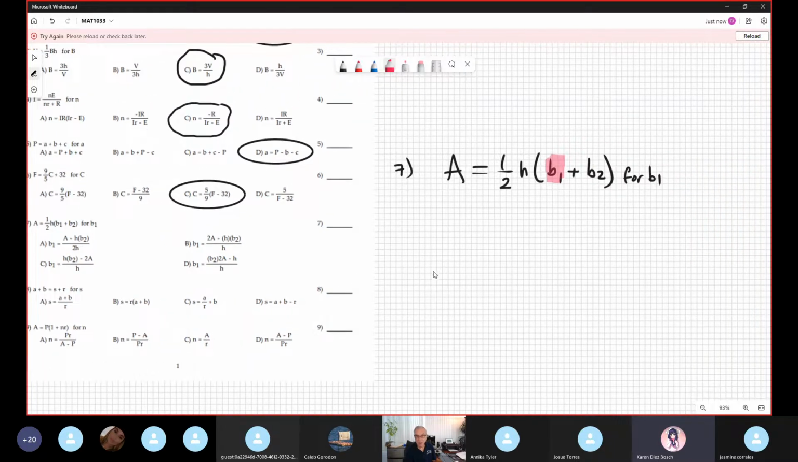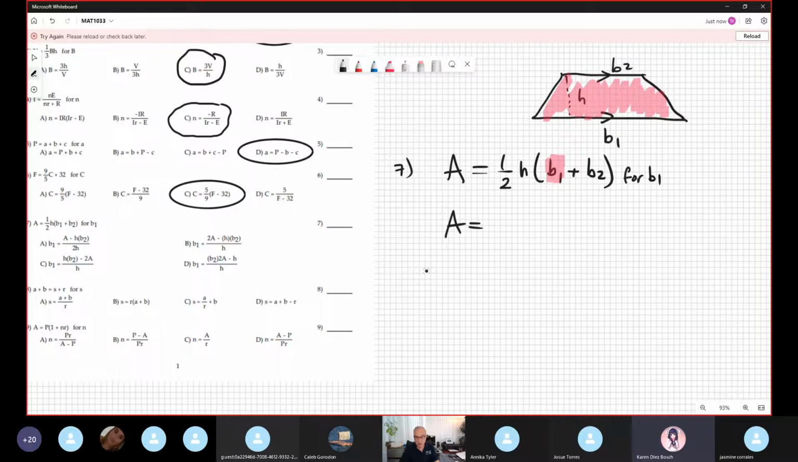The trapezoid is a quadrilateral figure like that, in which you have two parallel sides. This and this are parallel. By the way, this is b1, b2, and the height is that distance, h. And the formula, when you put it together, gives me the area. What area? That area, the area inside the trapezoid.